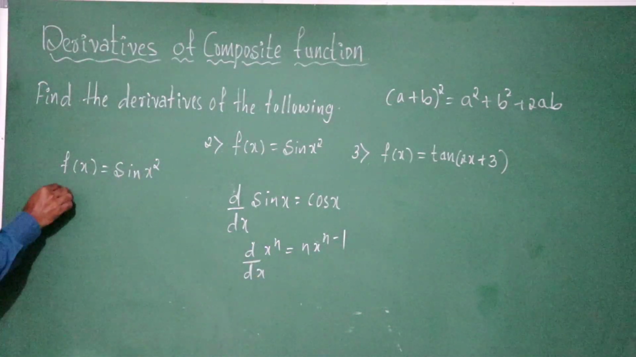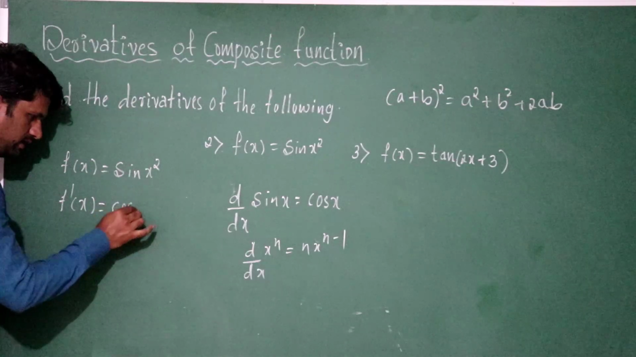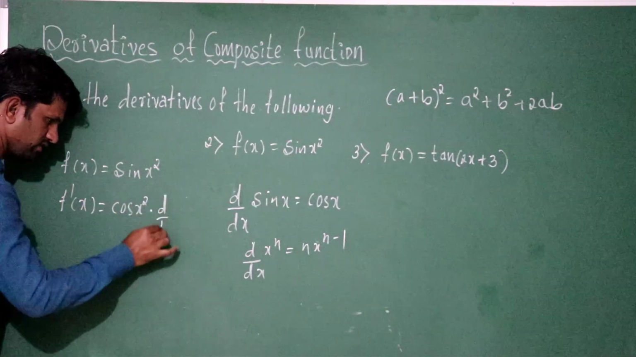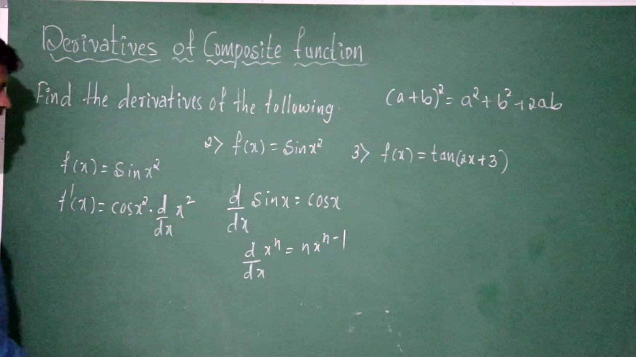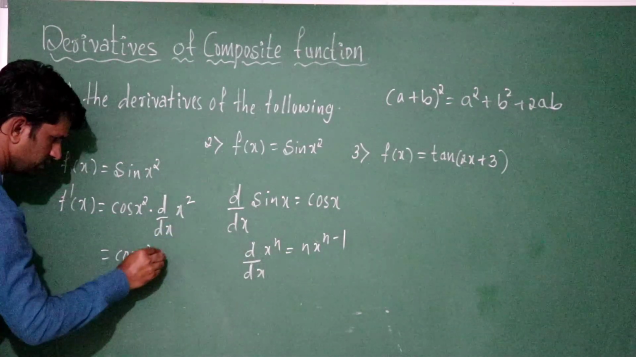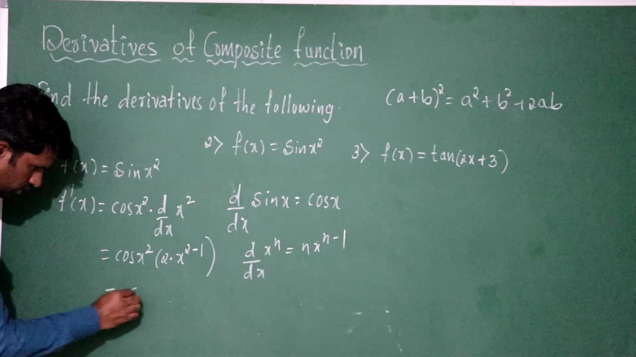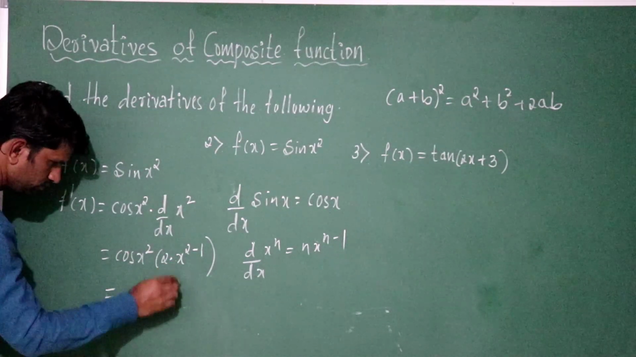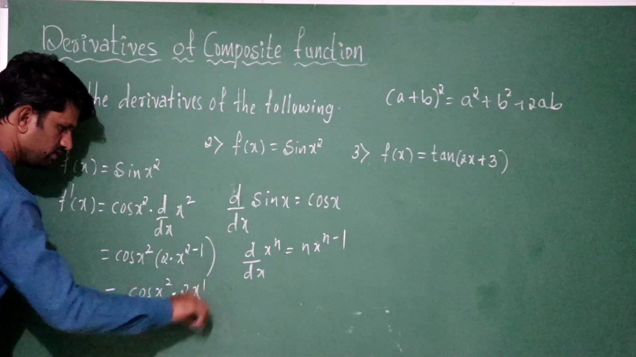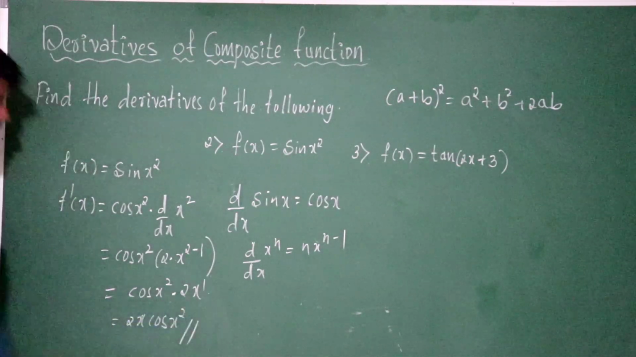So using those formulas, f dash of x is equal to, what is the differentiation of sine x here? Cos x square, into d by dx of x square. So which is equal to cos x square into, what is the differentiation of x square? By using this, 2 into x raised to the power 2 minus 1, and 2 minus 1 means 1. So 2x cos x square is the solution for this question.